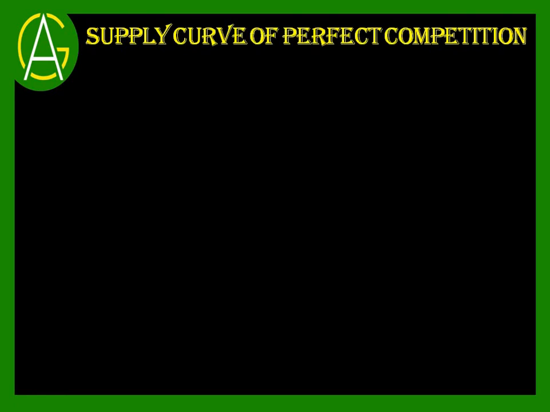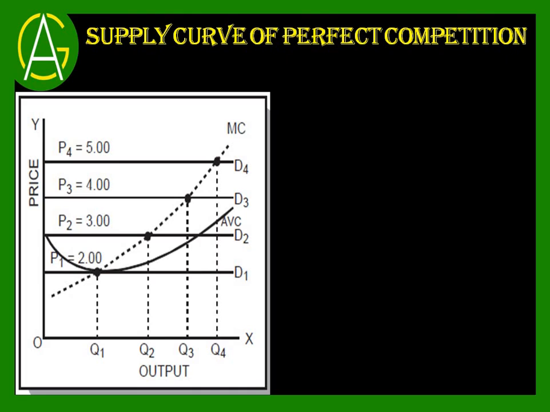Now friends, another concept is given, a small concept about the supply curve of perfect competition. Friends, you need to remember that the slope of the supply curve of the perfect competition market is similar to the slope of the marginal cost curve of the perfect competition firm. So the slope of the supply curve is similar to the slope of the marginal cost curve. Let us see how.